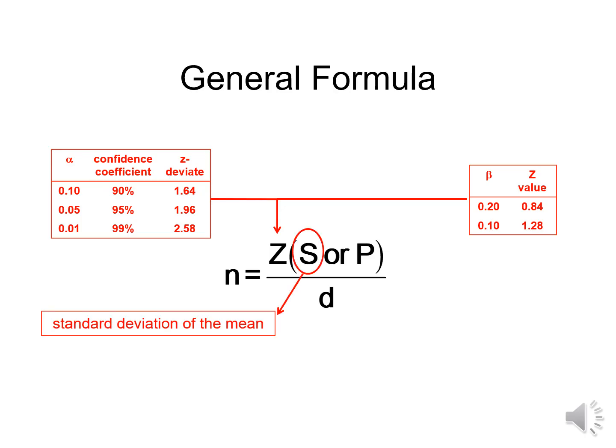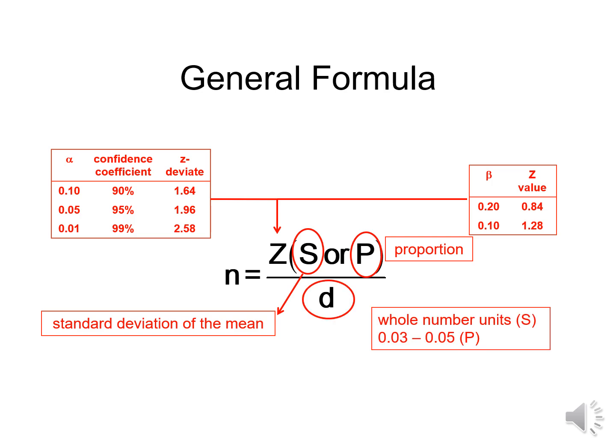S is the standard deviation derived from previous studies if estimating a mean value. P is the proportion derived from previous studies if estimating a proportion. D is the maximum tolerable error deemed acceptable by the researcher, also known as the desired precision. It is expressed in whole number units if estimating a mean, and between 3 to 5% if estimating a proportion.